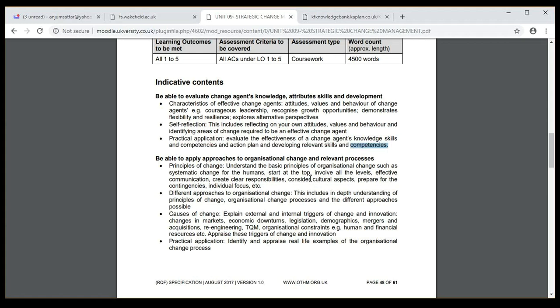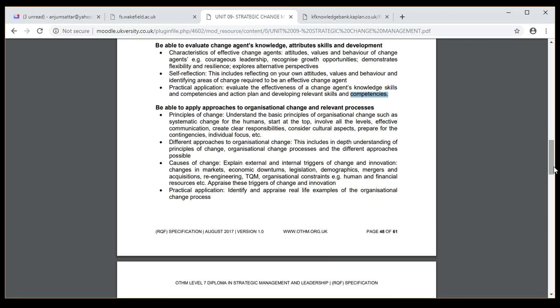Good. So capability is the ability to do something. Competencies mean you're competent, you're very efficient in those areas, and that comes with experience. That's why the organization wants some experience, some skills, some abilities. So we need to look at those, and then the principles of change: what is the basic principle behind change? We need to understand those.